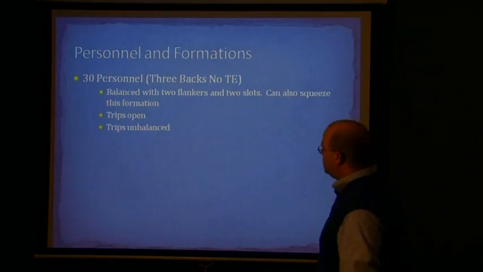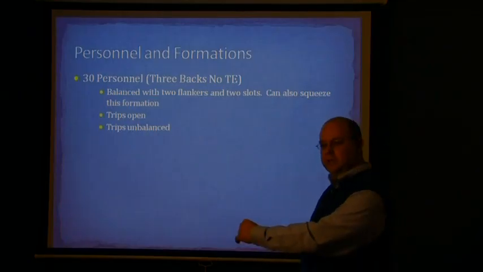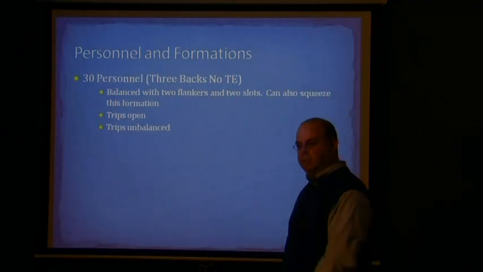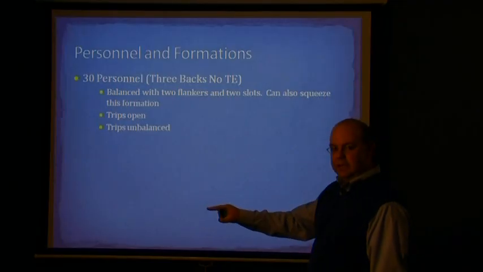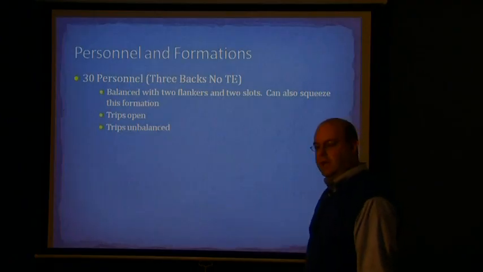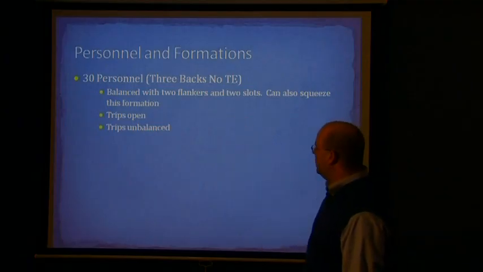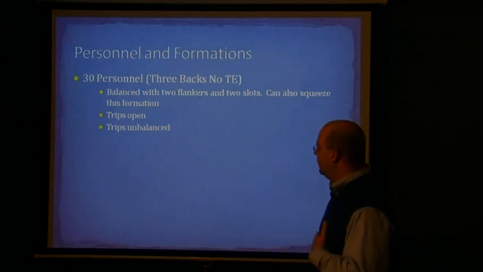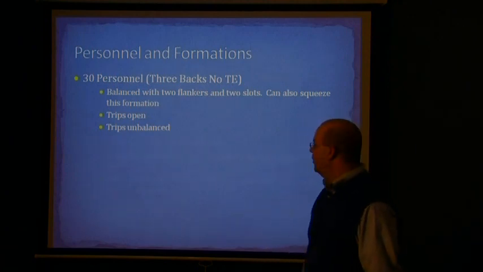And then we line up in a trips unbalanced formation where we'll bring our X receiver over to the strong side of the formation. Now you have your Z and your X on the same side, both lined up on the ball, and your 2 slots are in regular alignment. So those are the 3 formations that we feel are the most beneficial to us. And out of the 30 personnel groups, those are really the only 3 formations that we'll line up in.